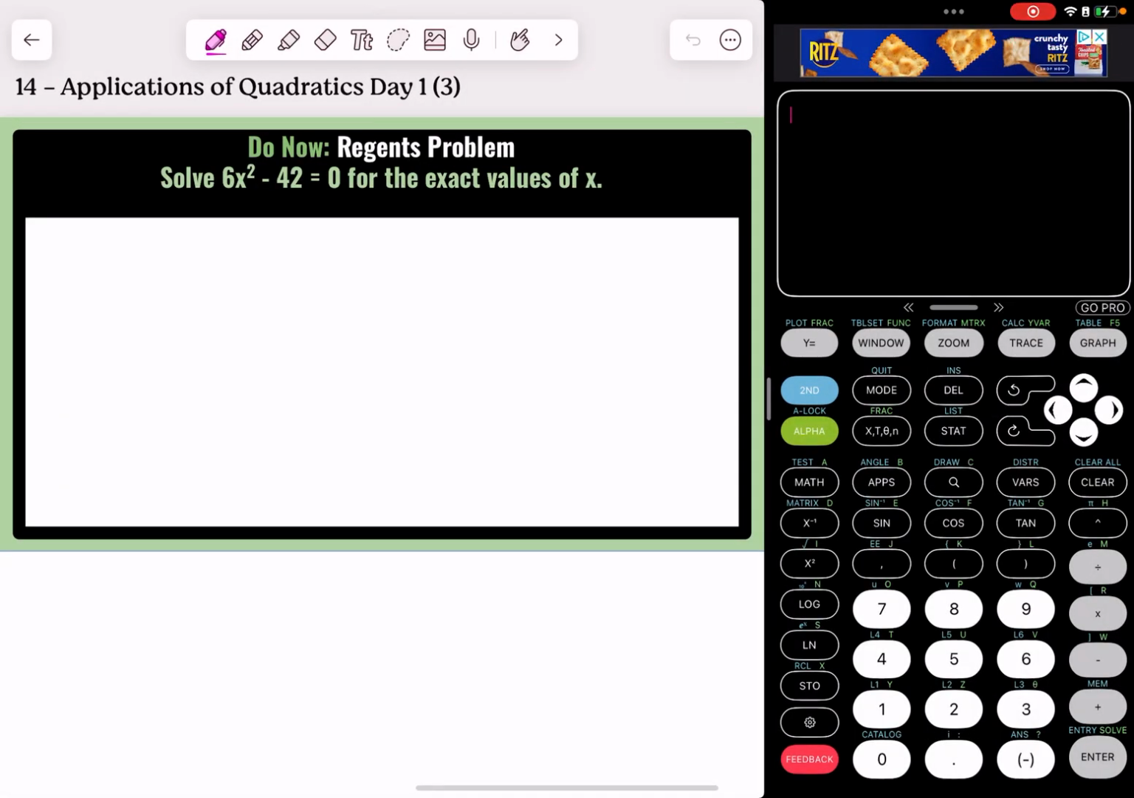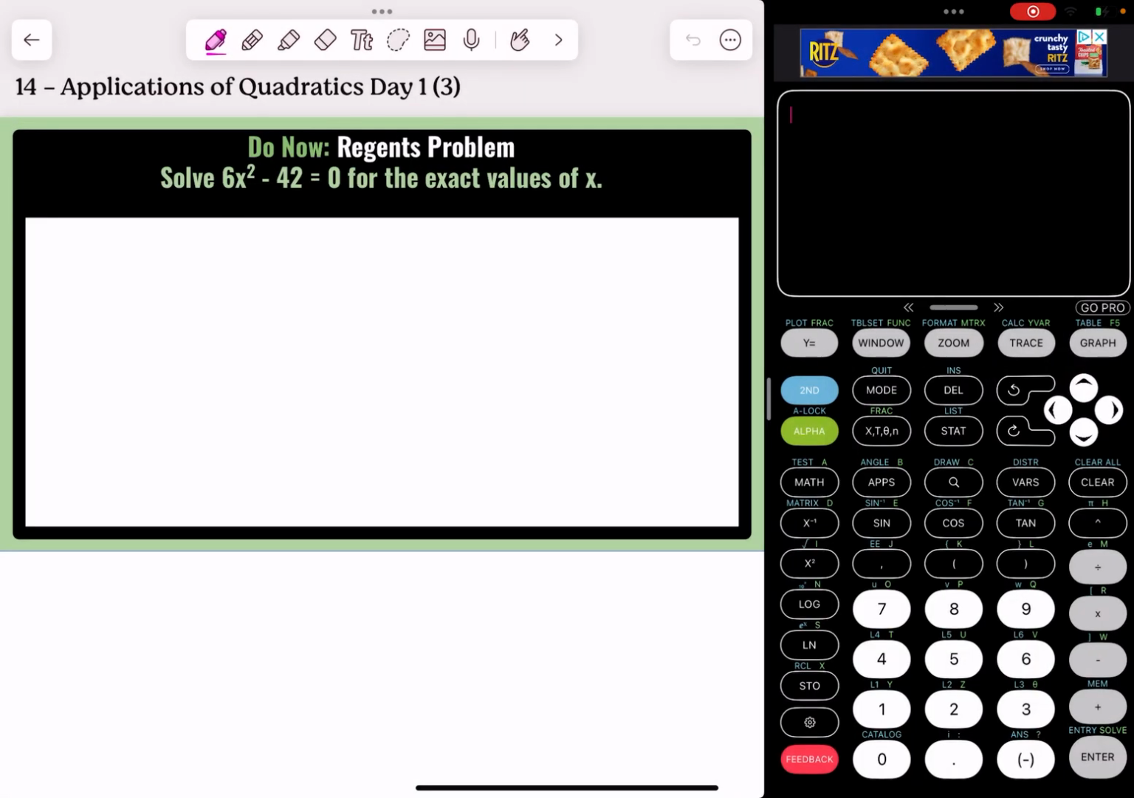Alrighty, let's look into this Regents problem. Alright, it says Do Now: solve 6x squared minus 42 equals 0 for the exact values of x.